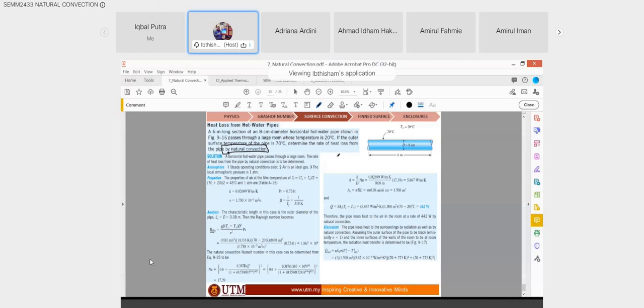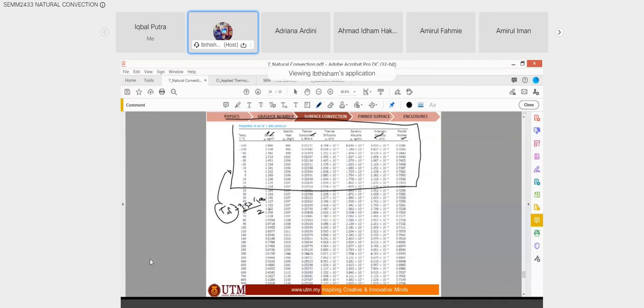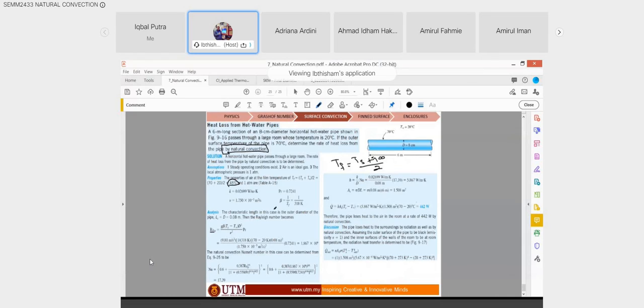So first we need to look at the T film. T film is basically T surface plus T ambient divided by 2. So in this case, our value is 45 degrees C. This is air, okay, here at 45. So all the values here are what you will take into this problem.